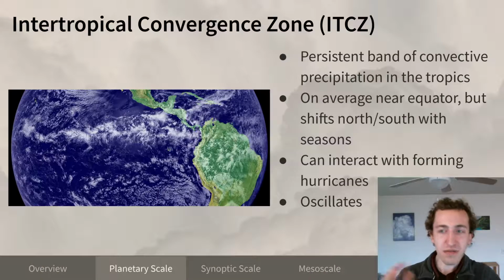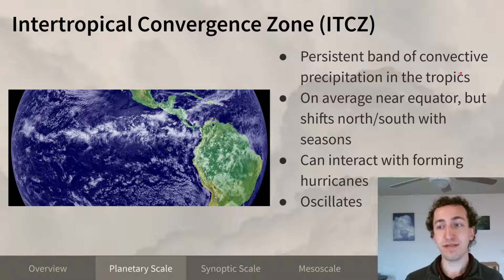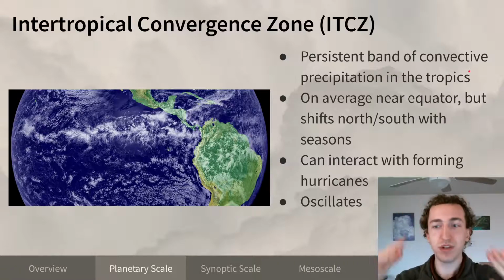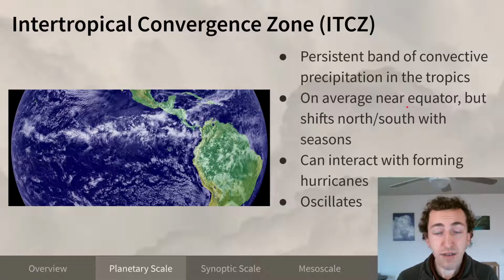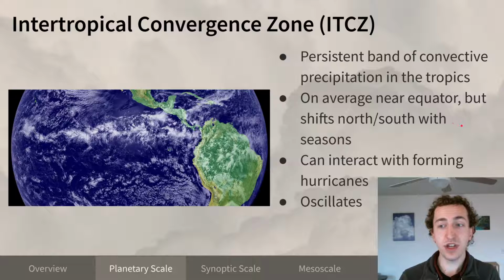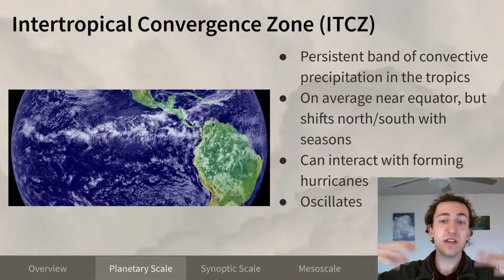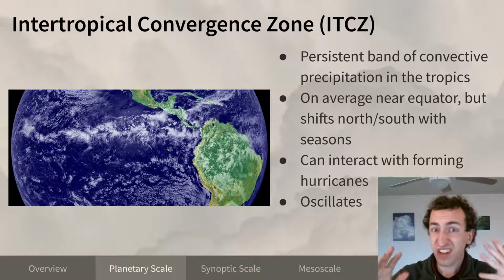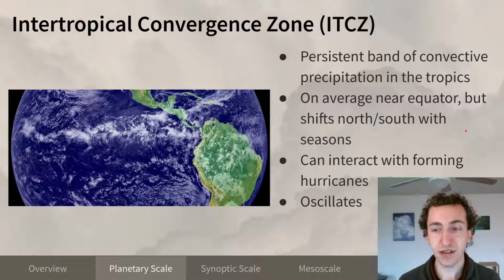So, talking about some of those things in a little more detail, I have the ITCZ, or Intertropical Convergence Zone, and this is a persistent band of convection or precipitation due to updraft in the tropics. And it's on average near the equator, but it does shift north and south with the seasons. It doesn't precisely follow where the sun's directly overhead because it takes a little bit of time to overcome the thermal inertia of the atmosphere. So it tends to be where things are warmest in the broader scale sense.